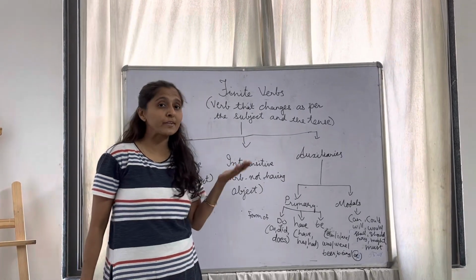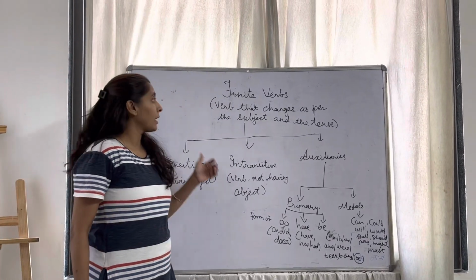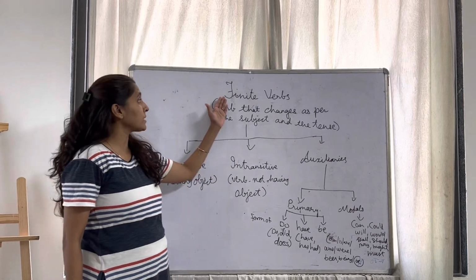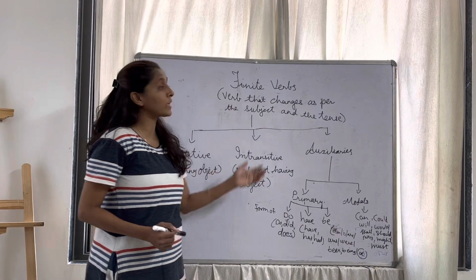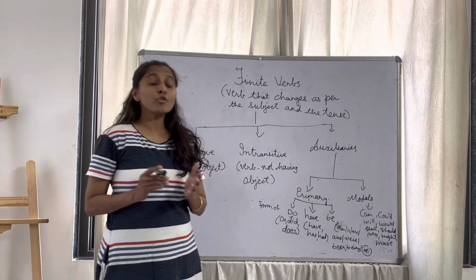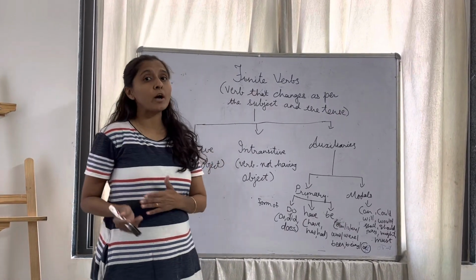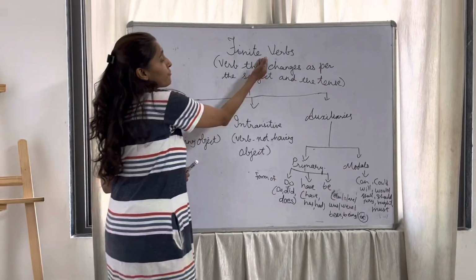There are two kinds of verbs, finite and non-finite. In this video, I am explaining the finite verbs. A finite verb changes as per the subject and the tense, right? जो verb subject and tense के according change हो जाते हैं, that are called finite verbs.